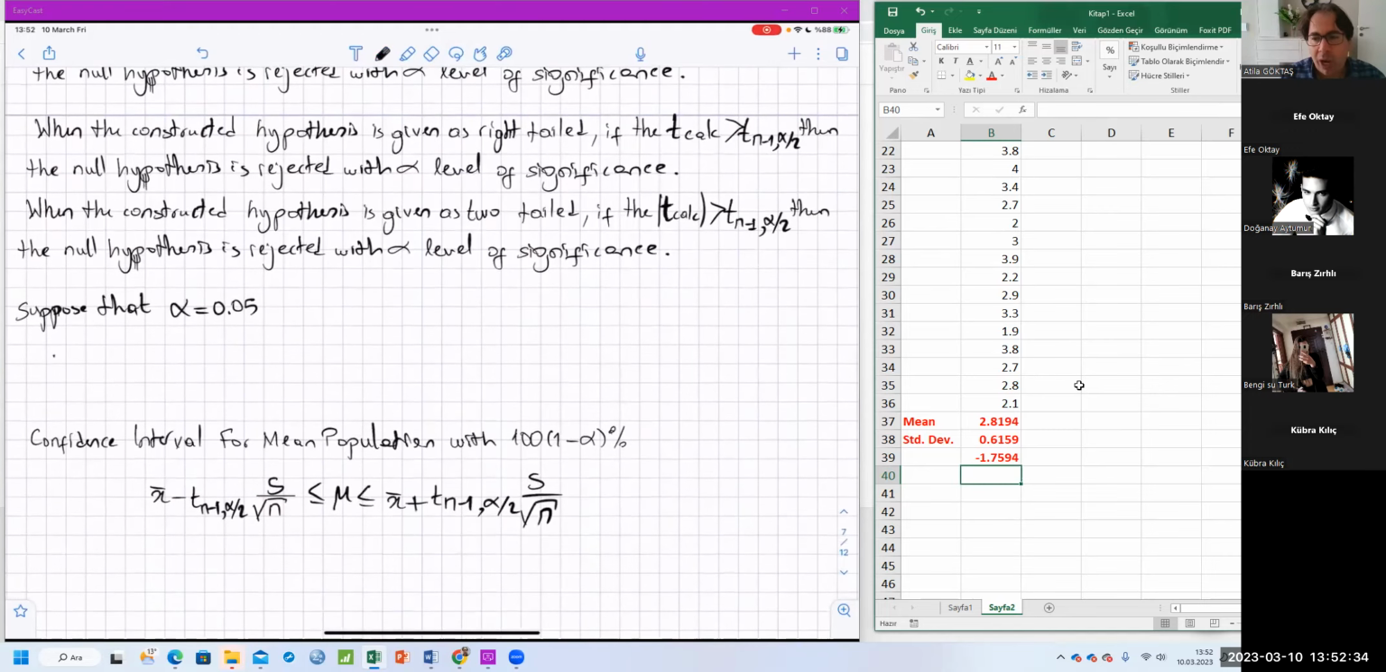Okay, let me show you how we bring the critical value for T from the t distribution. It's much easier than the standard normal distribution. Let me show you.